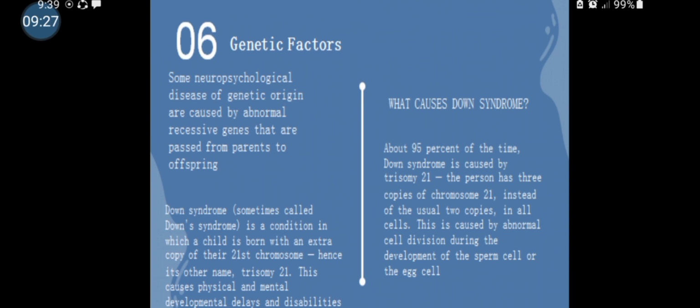So, usually humans have 46 chromosomes all in all, diba? And 23 pairs. Then it was stated here instead of usual 2 copies in all cells. But in this case, there was abnormal cell division during the development of the sperm cell and the egg cell. So, Down syndrome, abnormal gud siya kay naa siya 3 copies of chromosome 21.